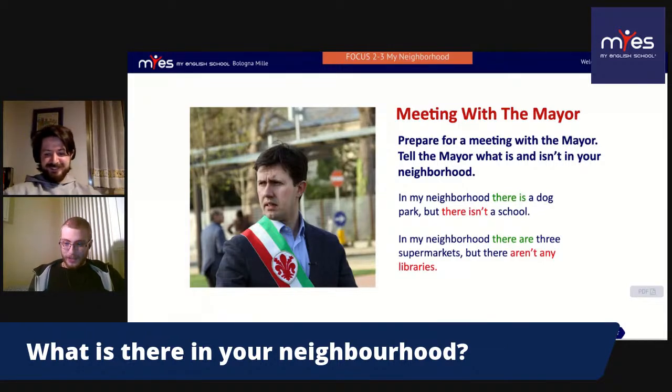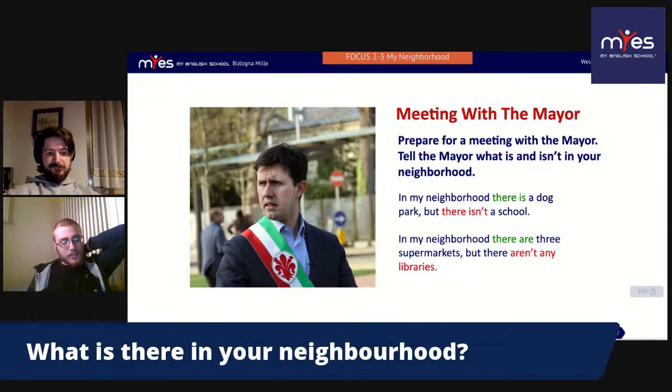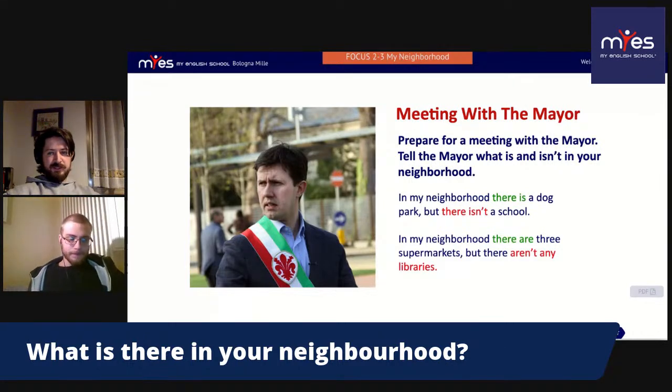Victoria asks a question. Is there a gym? Very good use of the question. For the question, we invert subject and verb. So instead of there is, is there. Excellent. Is there a gym? In my neighborhood, no, there isn't a gym. And in yours, Alex? In my neighborhood, there are gyms. There are several gyms, I think.